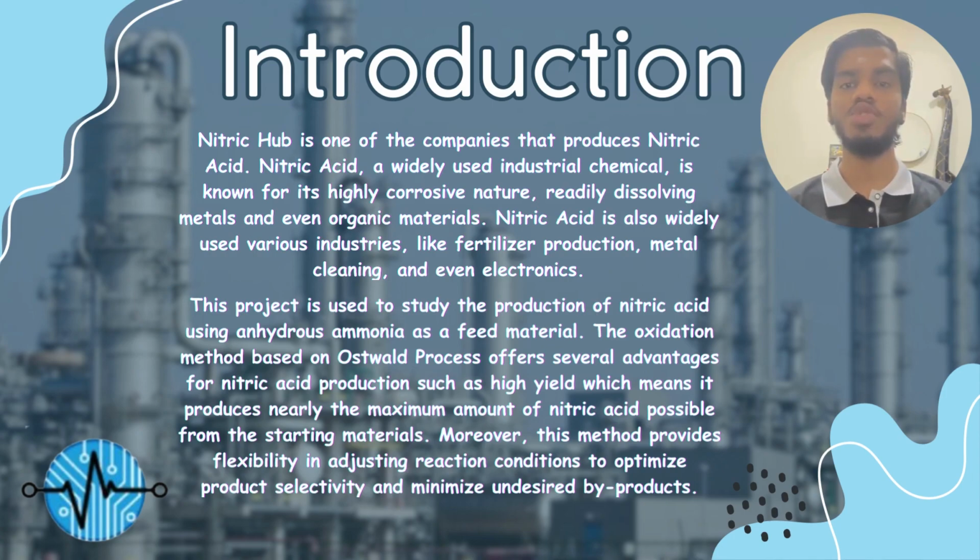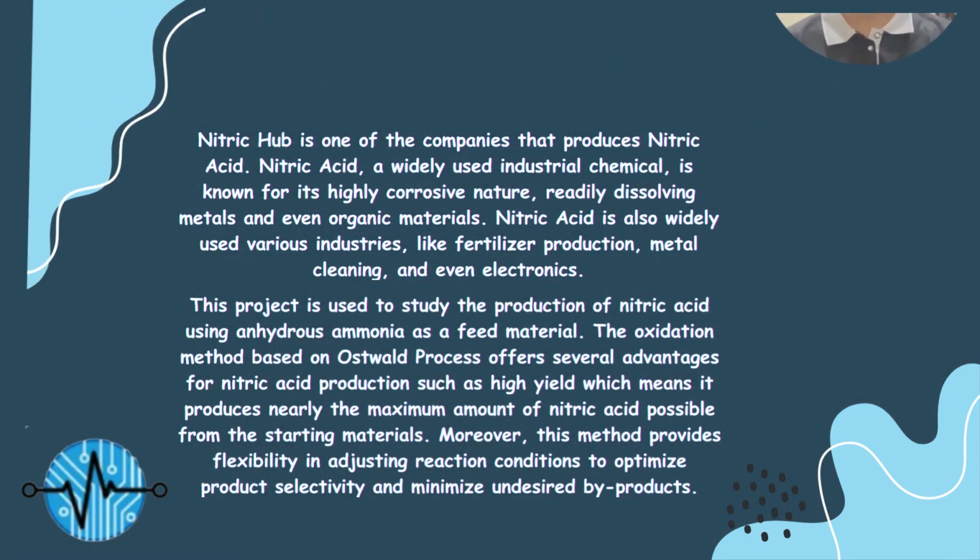So this project is to study the production of nitric acid using anhydrous ammonia as our feed material. The oxidation method that we use is based on the Ostwald process, which offers several advantages for the production of nitric acid, such as a high yield, which means a high amount of nitric acid can be produced from this method. Moreover, this method also provides flexibility with the reaction conditions to optimize yield and selectivity and even minimize the undesired byproducts.